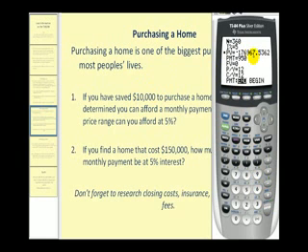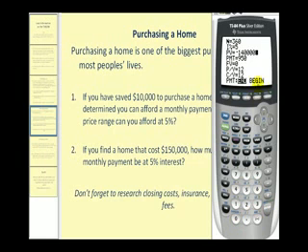The second question states, if we could find a home that cost $150,000 instead of maxing out our loan amount, how much would this save us per month? So what we can do now is change the present value of the loan to, it actually wouldn't be $150,000, it would be $140,000 because we have $10,000 for the down payment. So we'll enter in a present value of negative $140,000.